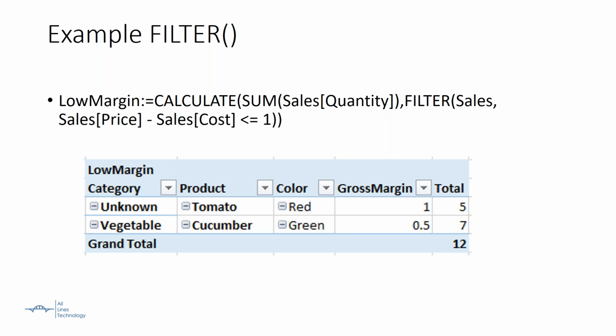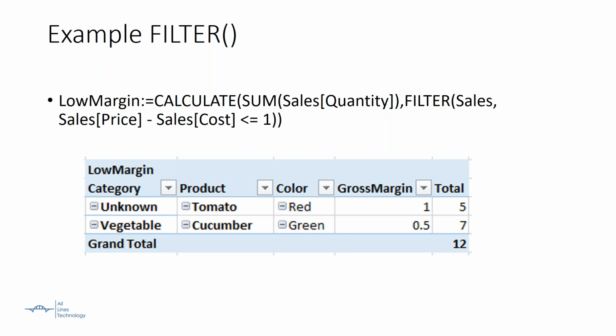And so we give it sales for the table, and then we give it our expression. We say, okay, go through everything in sales, and if this evaluates to true, return it. Otherwise, leave it out. And so you can see below, only the things where the gross margin and unit margin is $1 or less show up. Everything else has been filtered out. It doesn't even appear to that sum expression that we're trying to calculate.